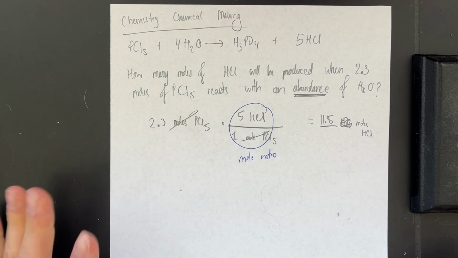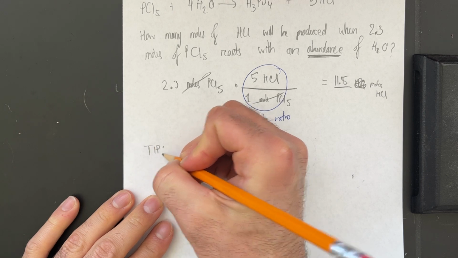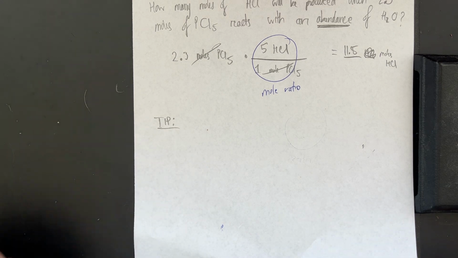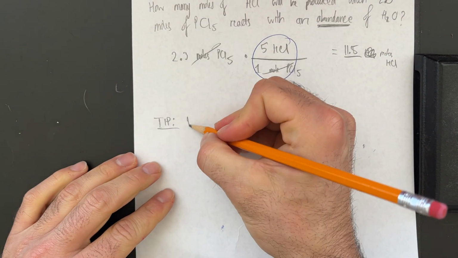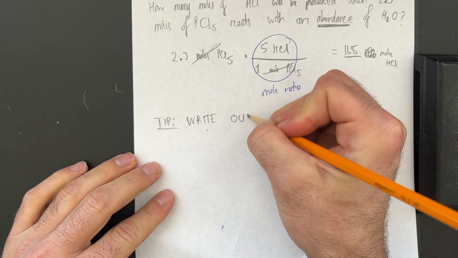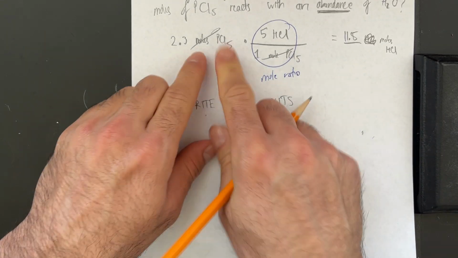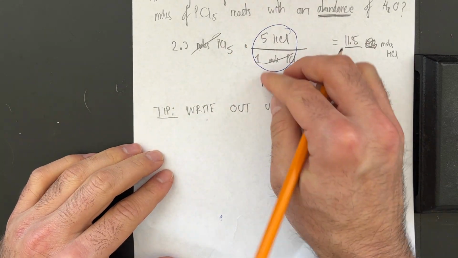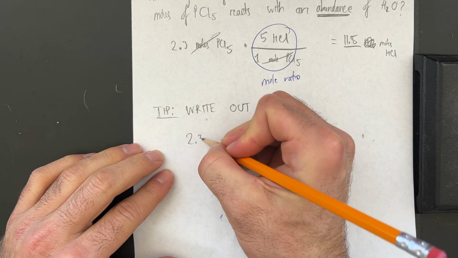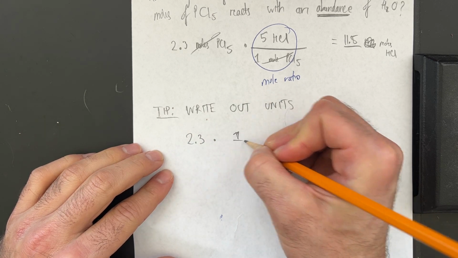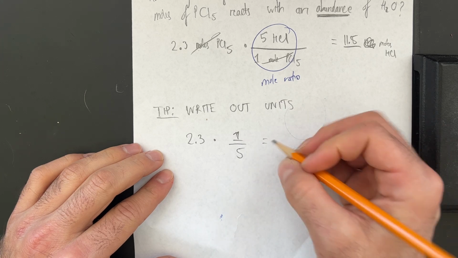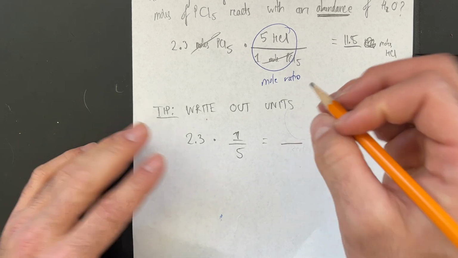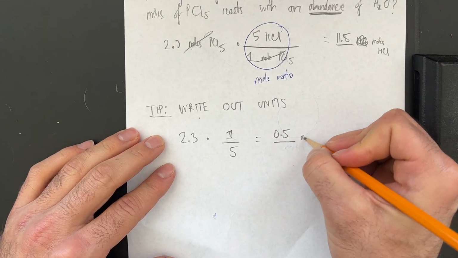So here's a big tip, exhortation, beg. Please use your units. Write out units. I'm not saying this to be annoying. I'm saying it because if you write out your units, you'll never get confused. Here's the problem. A lot of students will be like, 2.3, the ratio is 1 to 5, and they'll write out something like this. They'll be like, 1 over 5, and then they'll do 2.3 divided by 5, which I don't have my calculator on me right now, but it'll be close to like 0.5.